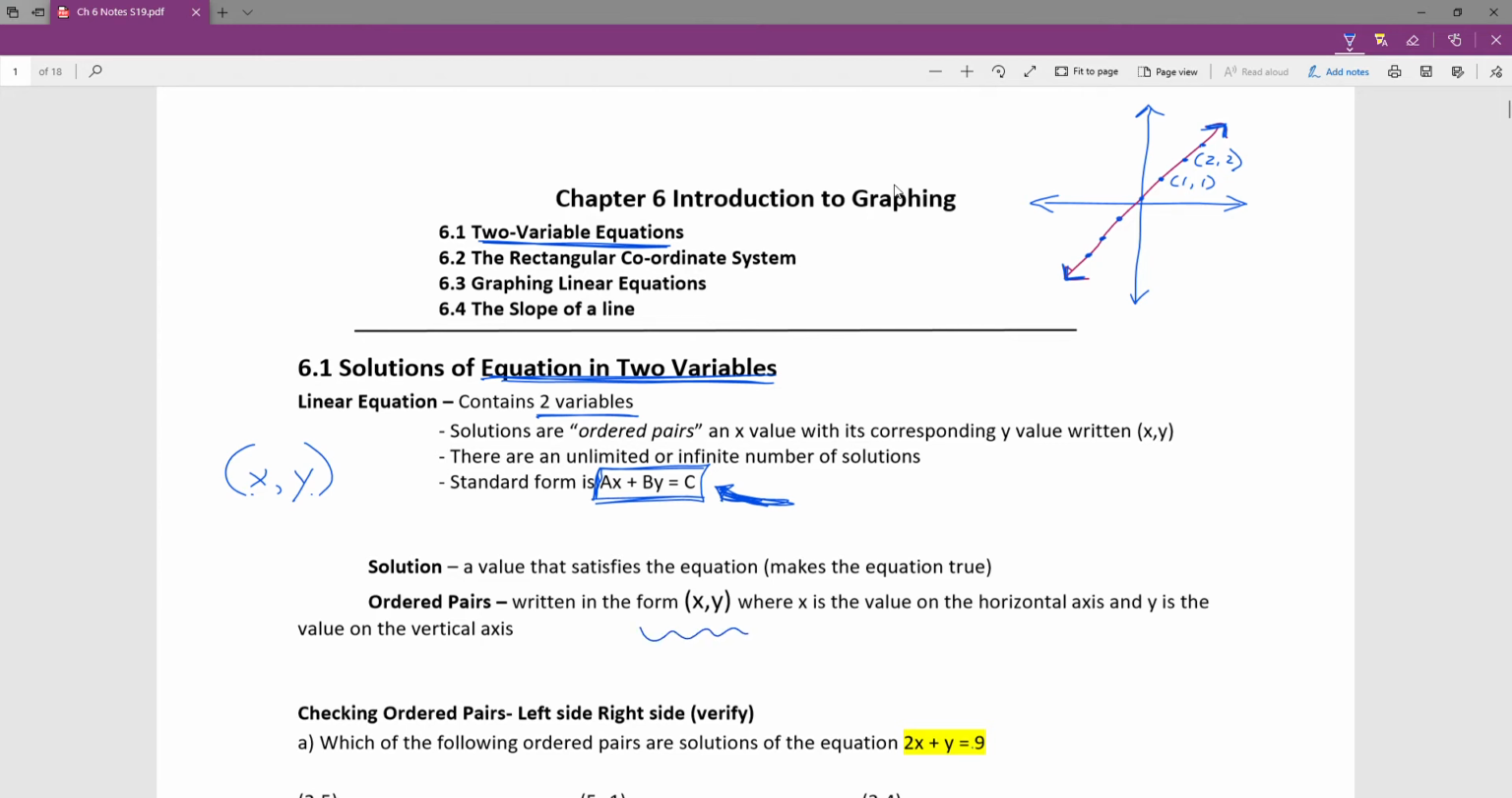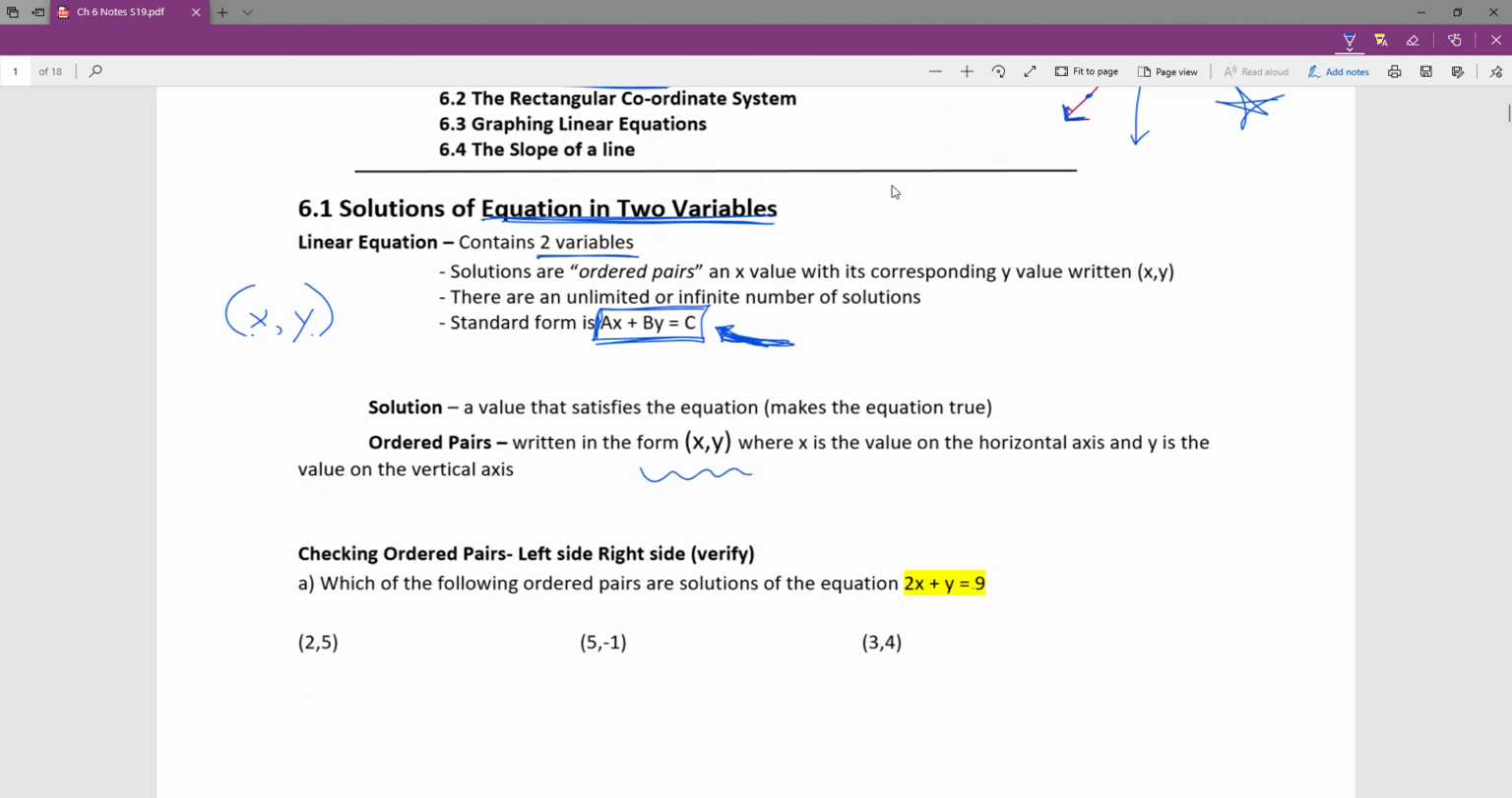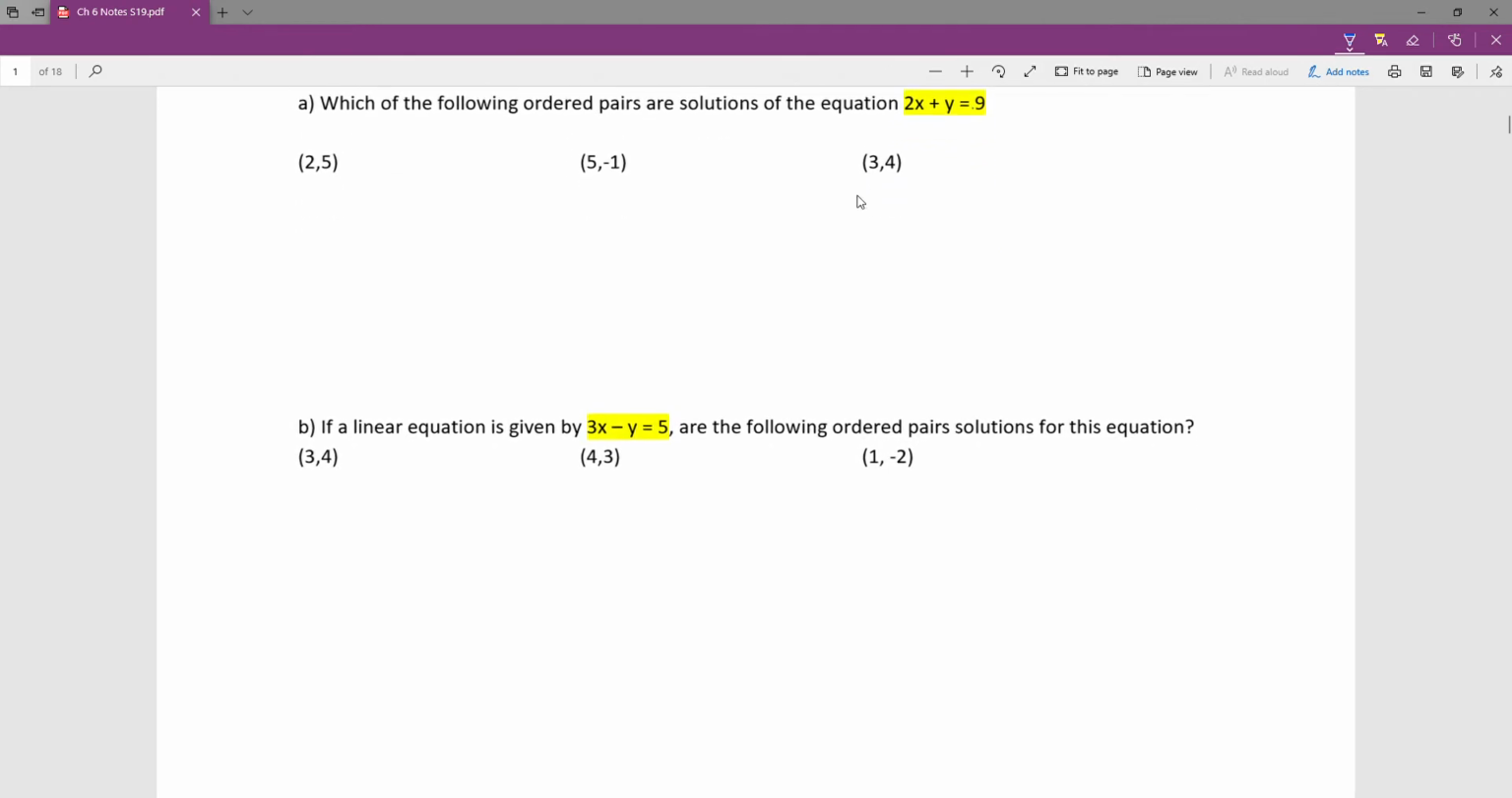Understanding this, and my picture up here, is why I did the 6.2 first, because it gives you some context of the map of the world here, or the layout of where we're going with these things. So we're going to monkey around here with some linear equations.